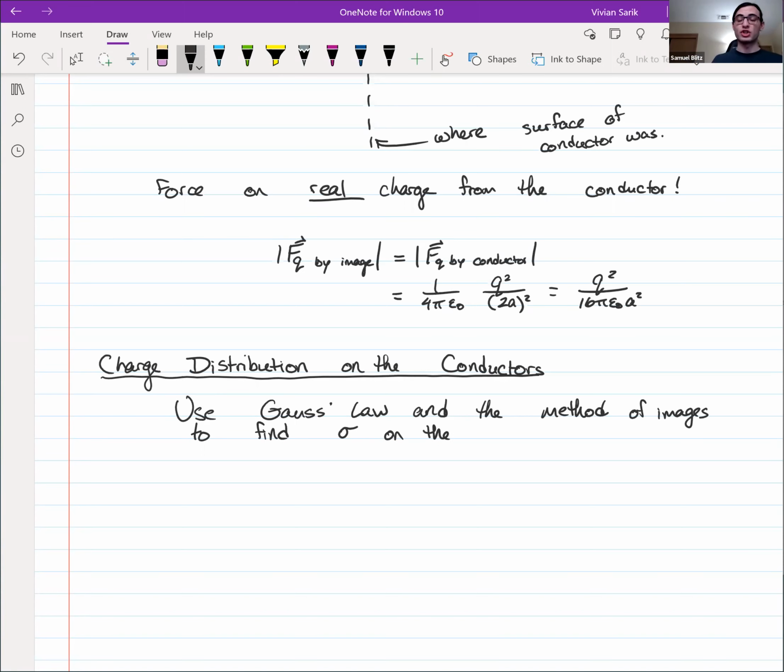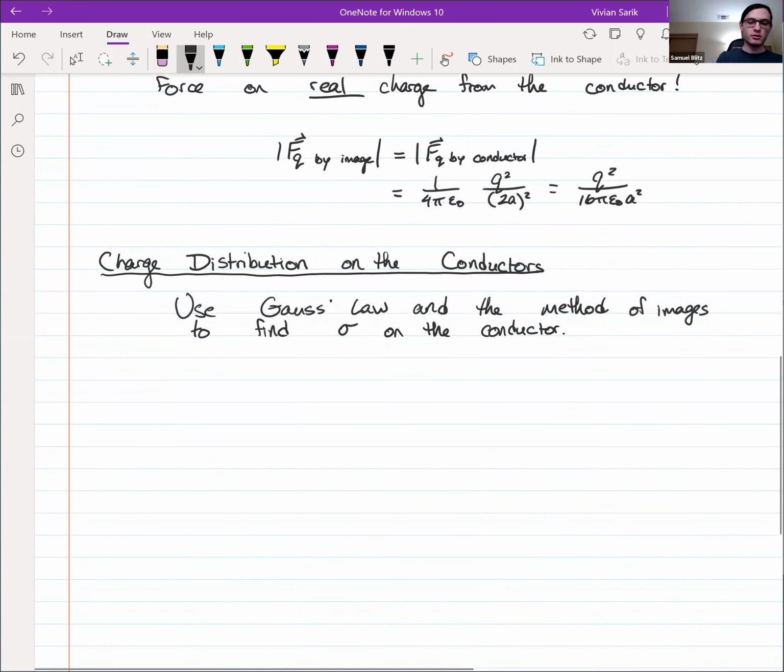Remember, sigma is the surface charge density, so it's how the charges distribute themselves on the surface of the conductor. So first of all, we know from Gauss's law anyway, go back and look at lecture notes from, I think, Thursday. So on a conductor, we know what the electric field is in terms of its surface charge density.